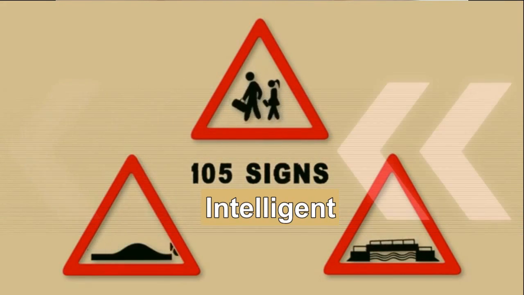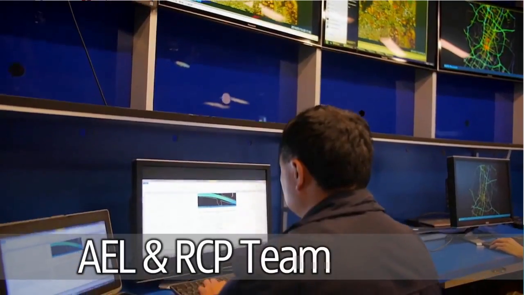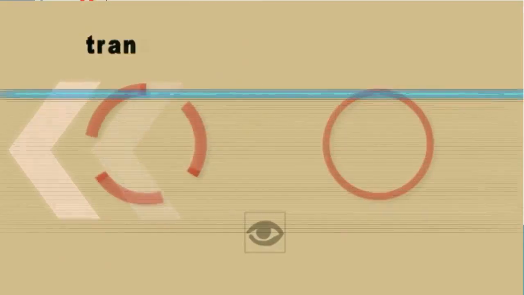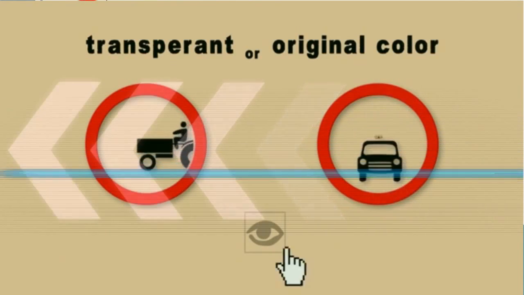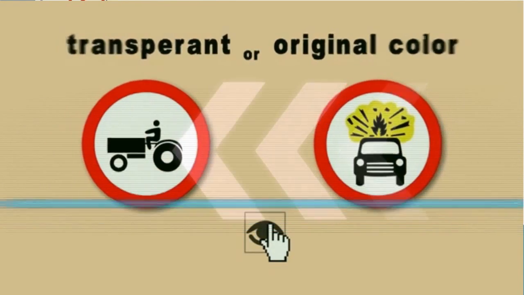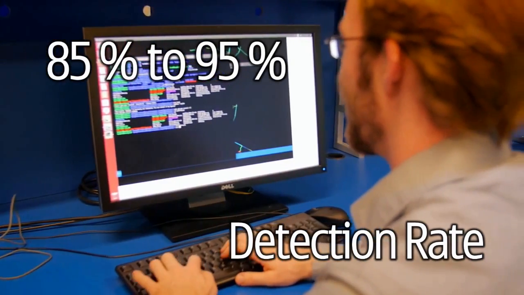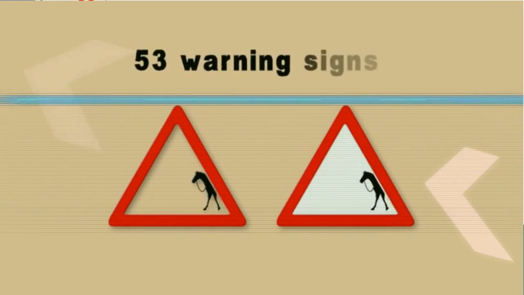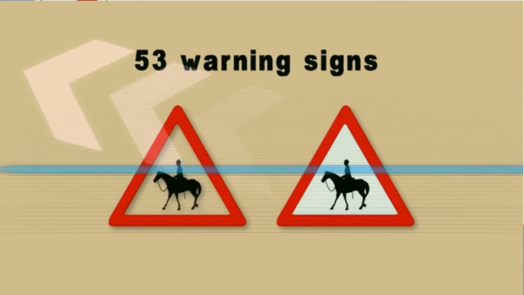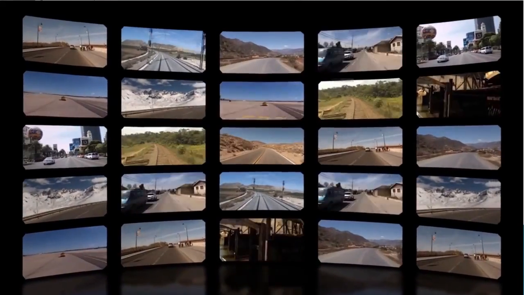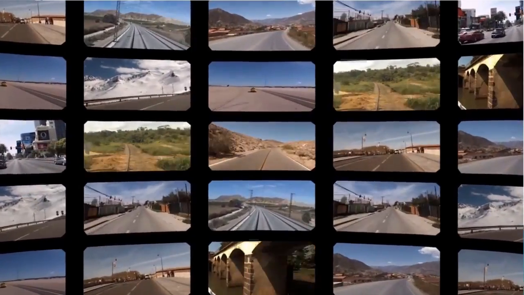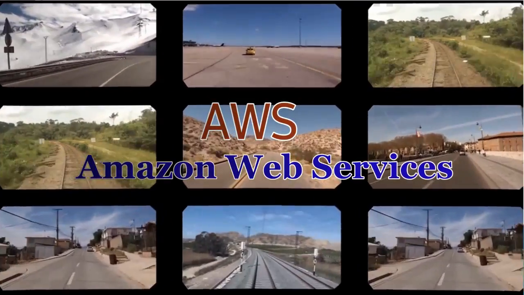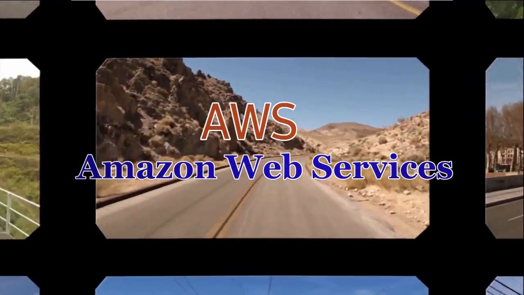The accuracy of these algorithms is tested by the AEL team in collaboration with the RCP team. The algorithm is tuned multiple times by the AEL until it achieves an accuracy rate of 85 to 95% detection rate for each feature type. This is now an intelligent system to run through the rest of the drive files of a particular country, and it is deployed on the AWS server, which is Amazon Web Services.